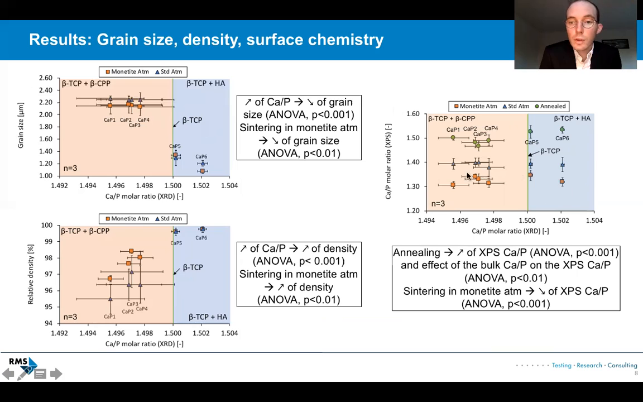Conversely, sintering cylinders in the monetite-rich atmosphere prevented this evaporation of phosphorus, and we then obtained surfaces with a significantly lower calcium over phosphate molar ratio.